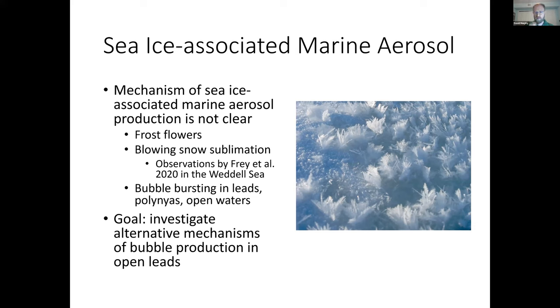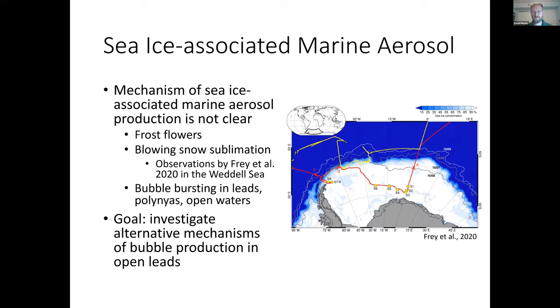A second option is blowing snow sublimation. So in this case, snow that settles on sea ice is lofted, saltated first, and then suspended in the atmosphere by high winds. And then in low humidity conditions, those snow particles will sublime and leave behind their nucleus particle, which serves as marine aerosol. And this has been backed up by observations, particularly those by Frey et al. in the Weddell Sea.